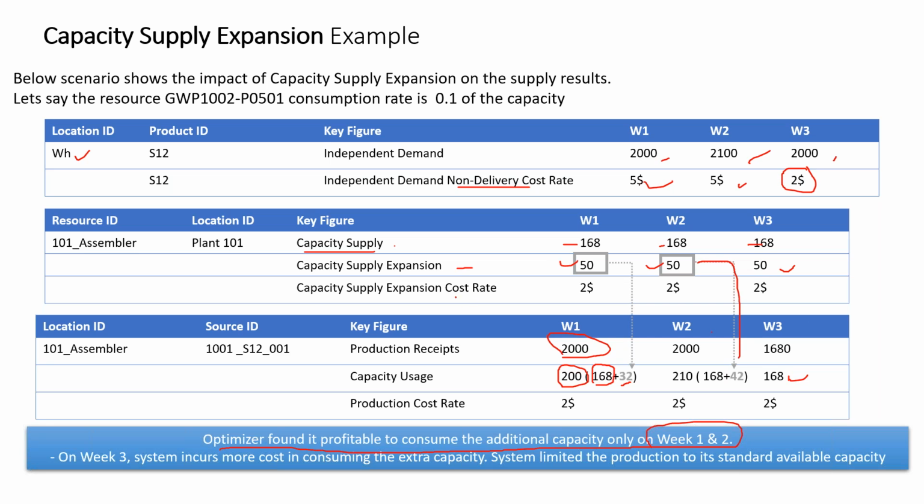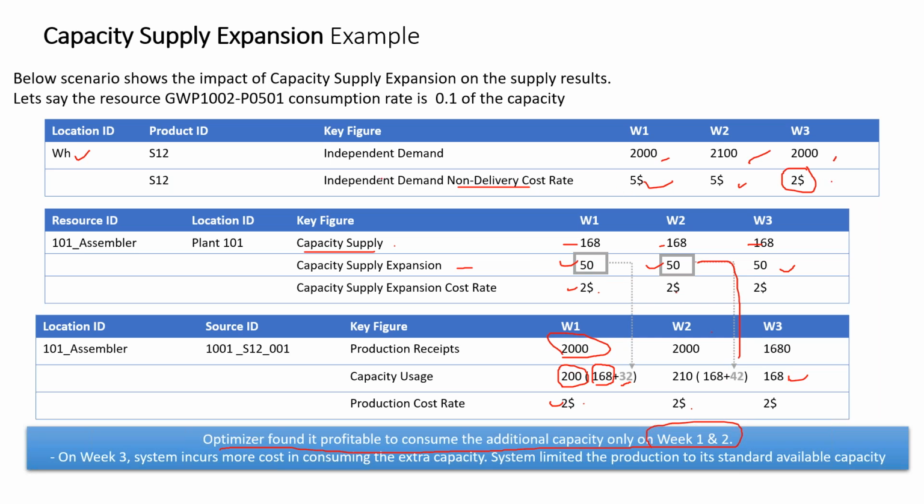So the cost that you incur if you do an expansion is $2. And then there is a production cost that you incur, $2. So on week 1, the total cost you incur is $4, because you're expanding, you incur $2, and you're producing, you incur $2. That is $4. But what is the non-delivery cost? That is $5. That means non-delivery is the highest, so the system does the production.